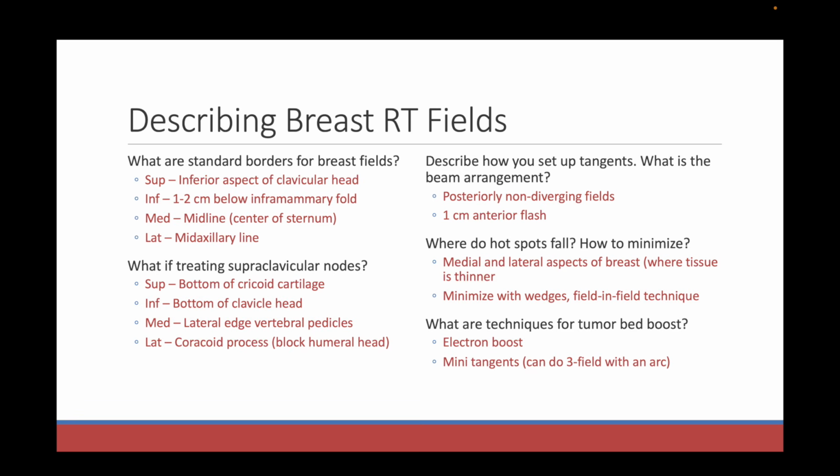Now, they might ask you where hot spots fall when you're doing opposed tangents, and they typically fall within the medial and the lateral aspects of the breast, so the areas where the tissue is thinner. So kind of like the anterior portion of the breast and then the lateral and medial aspects. And then also, they might ask you, how do you minimize that? So we minimize the hot spots by using wedges, and you can also use a field-in-field technique to mitigate hot spots.